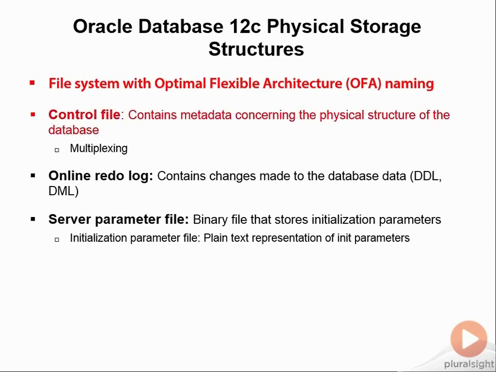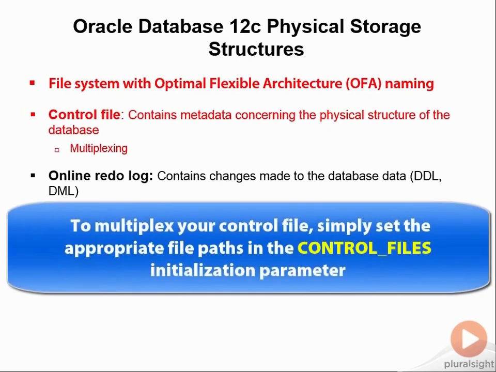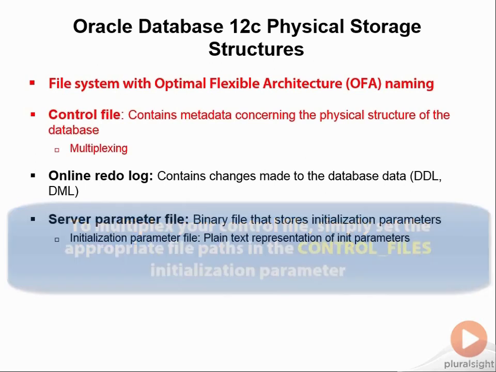Next, we have the control file. The control file is also a binary object. This contains metadata concerning how the database is physically organized. Bottom line is, if something happens to your control file, you're not going to be able to start the Oracle database. The database will just stall. So it's important to multiplex your control file, which means storing redundant copies of that small file on different disks.